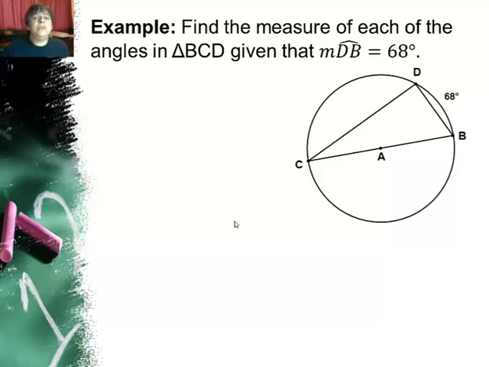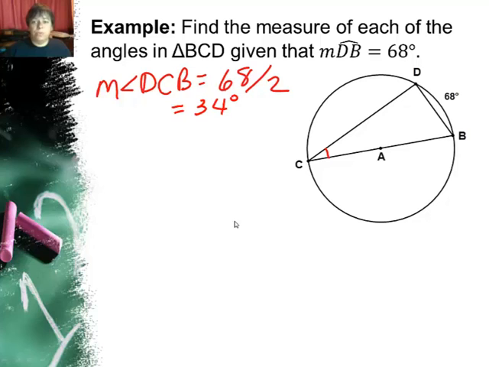So let's go ahead and do an example. We're going to find the measure of, this is actually an inscribed triangle, so we have 3 angles to look at. We do know that arc DB is 68, and we're going to find each of the angle measures. Well, we know that's an inscribed angle, and it's half of that measured arc. So the measure of angle DCB is 68 divided by 2, or 34 degrees.